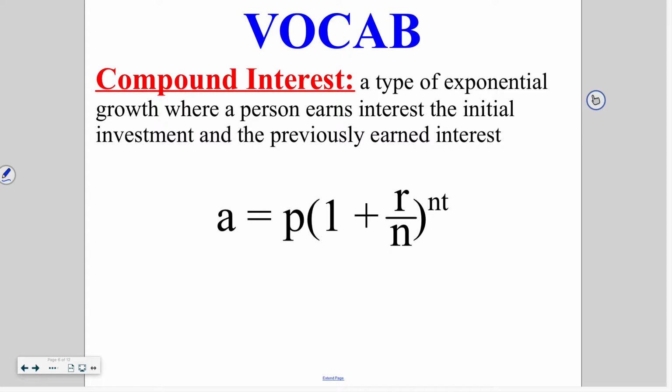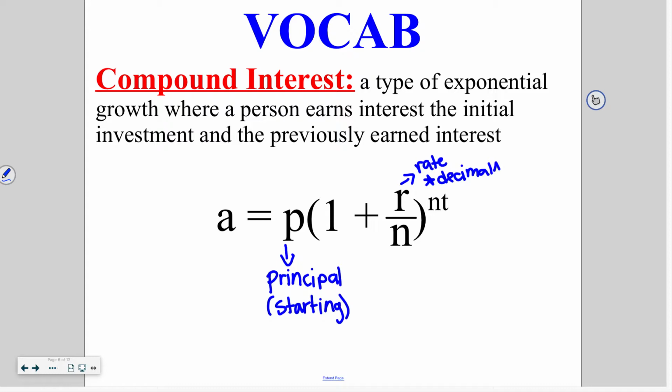For this equation, our initial amount, or what we call the principal, is the P value. So again, that's the starting amount. That 1, again, stands for 100%. The r still stands for our rate, or our percent. And it still is written as a decimal. It is always written as a decimal.